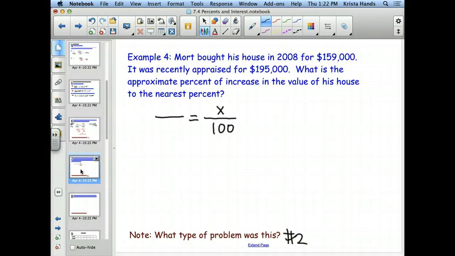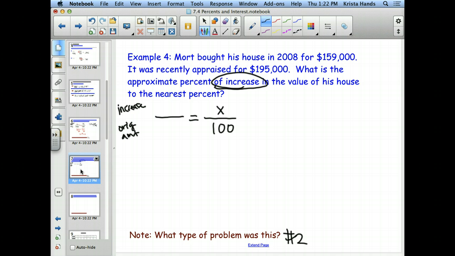So what do you think we could do? There's several things we could do. Somebody suggest something. Okay, so because it asks me about percent of increase, we could put the increase on top over the original amount. That's a good way to go, because if I do that, then I found my answer when I'm done with this proportion and there's nothing else to do afterwards.